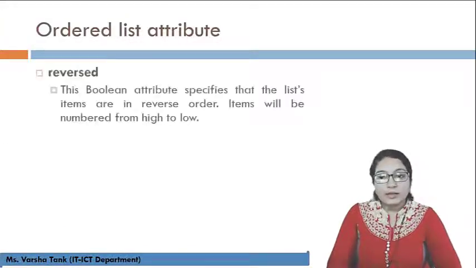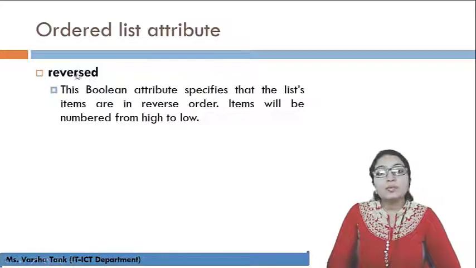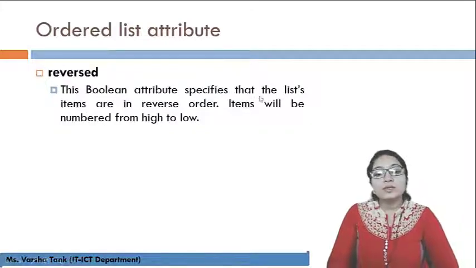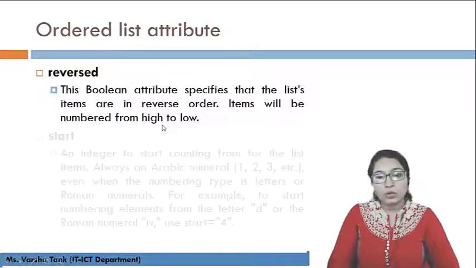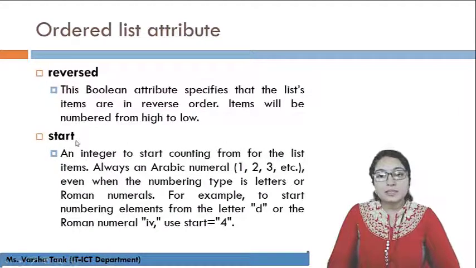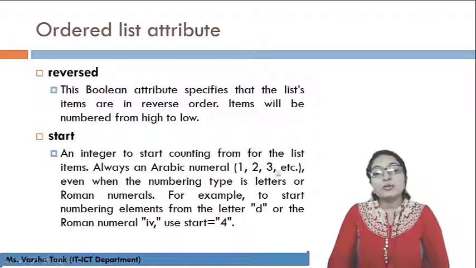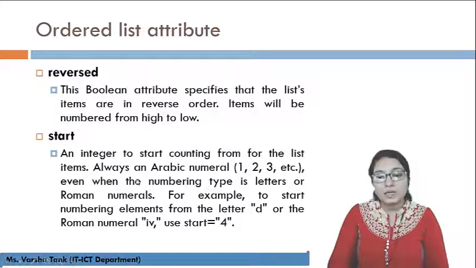Now the ordered list attributes. The first attribute is reversed. By default it will display in ascending order 1, 2, 3, 4. But suppose you want to display it in descending order 4, 3, 2, 1. At that time you can use reversed. This boolean attribute specifies that the list items are in reverse order, and items will be numbered from high to low. Now the start attribute is an integer to start counting from for the list items.